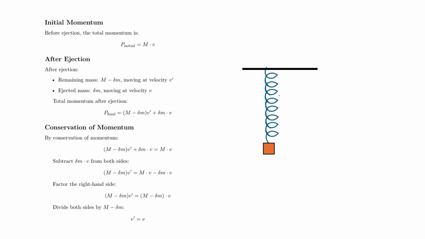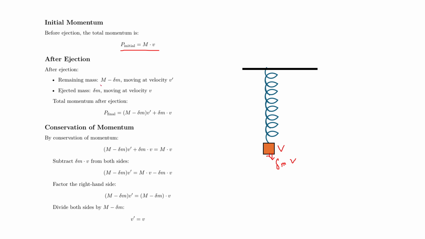Now I will explain why. Let us take this simple spring mass system in the vertical direction, and suppose the sand is coming out with the same velocity with which this block is moving. This del m has the same velocity v. So the initial linear momentum before ejection is m into v. M is the total mass and v is the velocity with which the mass was vibrating at the instant we are talking about.